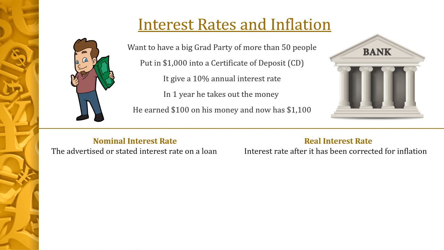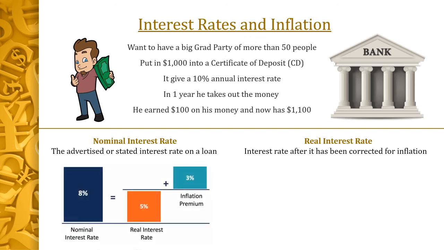Now, the real interest rate is what I'm actually going to be getting if we correct this for inflation. There are two ways we can look at this. If we're looking at it from the nominal side, you can basically say the nominal rate is the real rate plus the inflation. Here's what we think the real rate is, and here's our inflation premium, and this gives us our nominal rate. This is what you see being advertised to you.